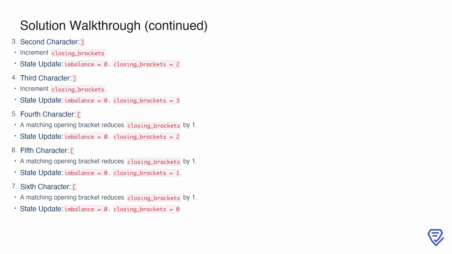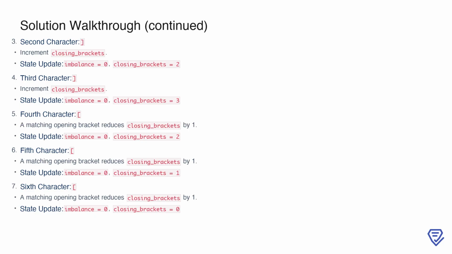For the third character, yet another closing bracket, we increment closing_brackets once more. The updated state is imbalance equals 0 and closing_brackets equals 3. Next, the fourth character is an opening bracket, which matches with one of the unmatched closing brackets, so we decrement closing_brackets by 1. The state now updates to imbalance equals 0 and closing_brackets equals 2.